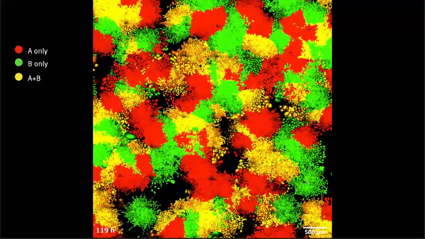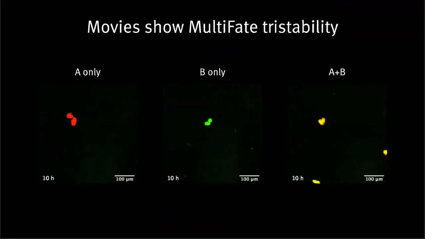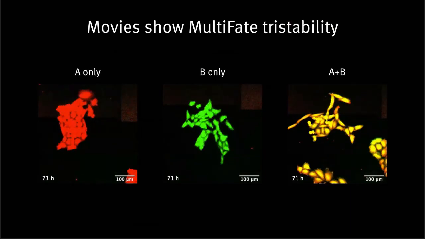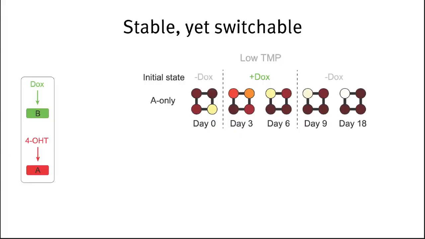So this is just a way to visually see the stability of these 3 states. This is what tristability looks like in the microscope. You can also zoom in on individual colonies to see this. These are really large-scale movies that are made by tiling across the surface of a plate. Okay, so that shows that we have these states and they're stable, but can you actually switch them? That was our second requirement.